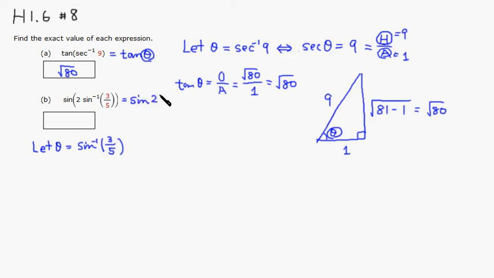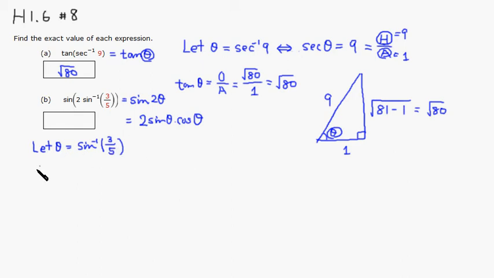2 theta. Using a trig identity, sine of 2 theta is the same thing as 2 times sine of theta times cosine of theta. So we need to find sine of theta and cosine of theta, then we're home.